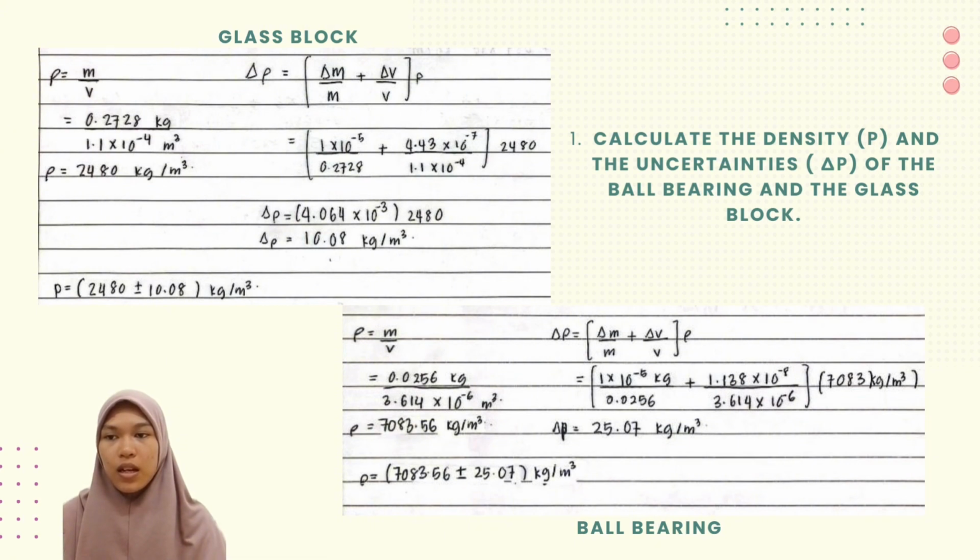So, uncertainty rho equals uncertainty m over m plus uncertainty volume over volume, times the real density. Same goes with the glass block. We have to use the density formula to find the uncertainties.